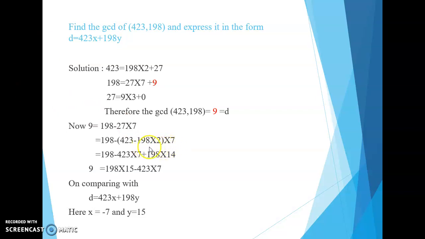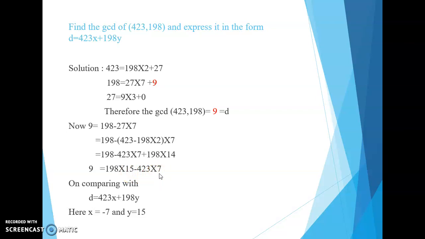This looks like a minus b into c. So how do we multiply a(c) minus b(c)? In a similar manner we multiply that. So we are having 198 minus 423 into 7 plus 198 into 14, because 2 into 7 will be 14 here. So 9 can be written as 198 into 15, because we are having 198 14 times plus 198 1 time. Totally it will be 198 into 15 minus 423 into 7.